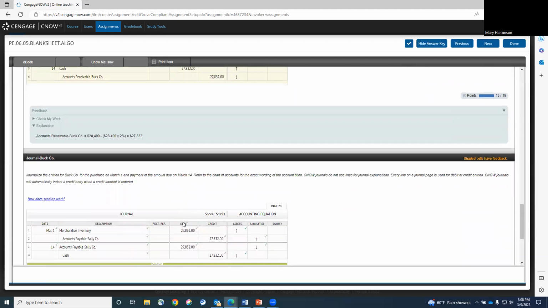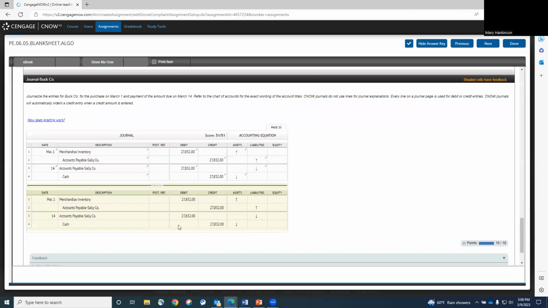All right, so now let's talk about the journal entry for Buck Company. Now, Buck Company is the purchase transaction. So Sally Company would be the sales transaction, and Buck Company would be the purchase transaction. So we're looking at both sides. We're looking at the company that made the sales transaction, and we're looking at the company that made the purchase transaction. Okay, so what would be the journal entries on Buck Co.'s side of the house? So they made the purchase. So we would see on March 1st, they purchased inventory from Sally Company on account.